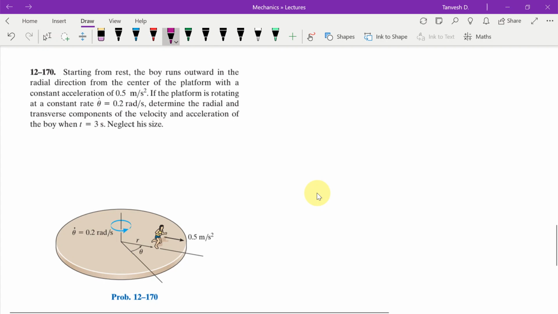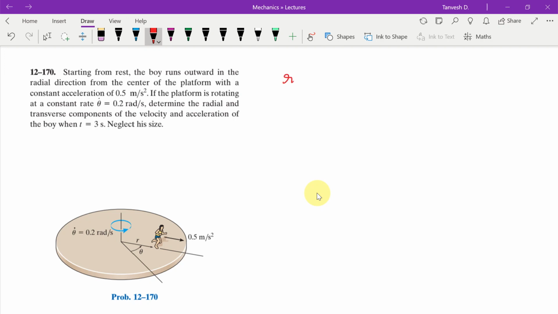So what is given in this question is, starting from rest, the boy runs outwards in the radial direction from the center of the platform with a constant acceleration of 0.5 meters per second square. If the platform is rotating at a constant rate of theta dot equals 0.2 radians per second, determine the radial and transverse component of the velocity and acceleration of the boy when t is 3 seconds.